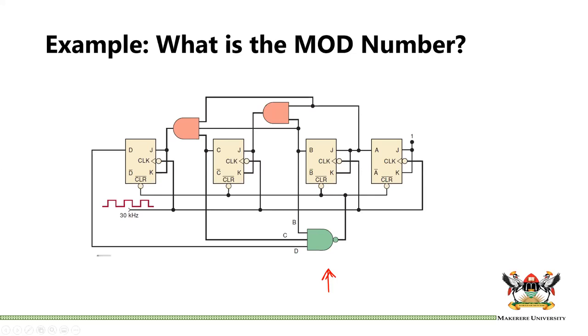I'm seeing mod 14. I believe that that's correct. Yes, I'm seeing mod 14. So basically you see here that we know that D, C, these things are actually quite easy to do. We are going to clear the moment D, C, B are one, okay? What is the state before this one? Maybe the state before this one is 1101, I think. And so we are at this state, 1101.